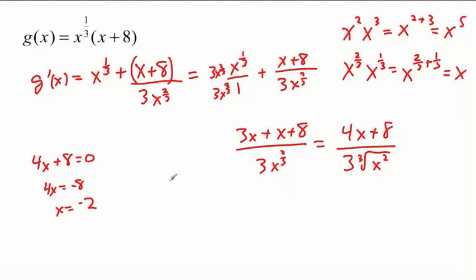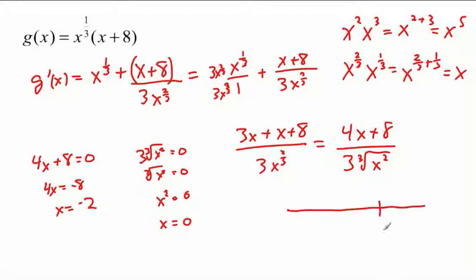And the other point of interest is going to be where the denominator is equal to 0. Divide by 3, you get the cube root of x squared equals 0. I cube both sides, I get x squared equals 0. Square both sides, I get x equals plus or minus 0, which is still just 0. So my 2 points of interest are going to be 0 and negative 2. So I'm going to plot that on my number line.